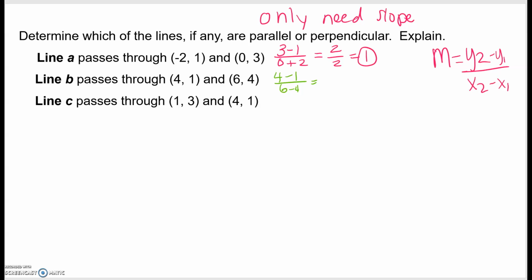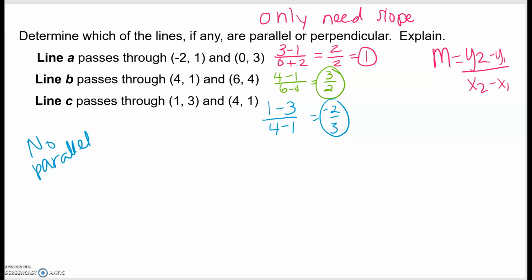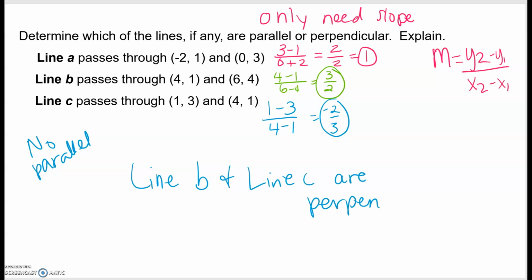Again, if you need to pause the video at any time, feel free to do so. This one I get 3/2. And my last one, I have 1 minus 3 over 4 minus 1. So I end up with a negative 2/3. So comparing all of those slopes, none of them are the same, so no parallels. But line B and line C are perpendicular. They have opposite reciprocal slopes.